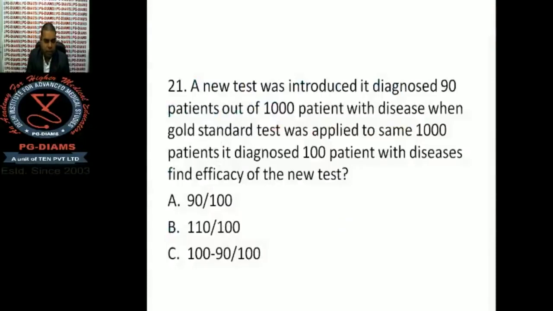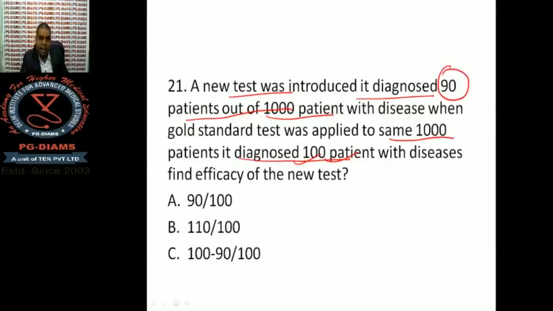Okay. Now, this is a new question which was never asked before. Let's look at this question carefully. A new test was introduced. It diagnosed 90 patients out of 1000 with the disease. When the gold standard test was applied, it diagnosed 100 patients out of 1000. New test diagnosed only 90 and old test diagnosed 100 patients.